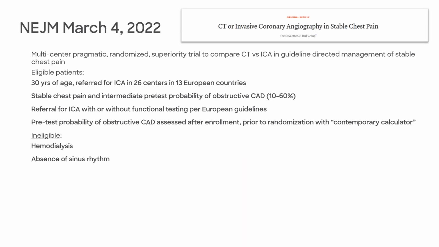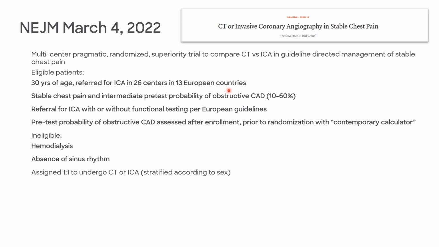This article from the New England Journal came out in 2022, and this was CT or invasive coronary angiography for stable chest pain. And this was interesting because it was people who were at least 30 years of age referred for cath in 26 centers in 13 European countries. So these are people who, under normal circumstances, would go to the cath lab. And instead, they randomized half the group to go to the CT scanner.